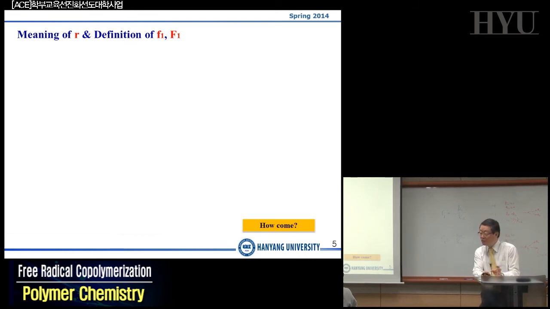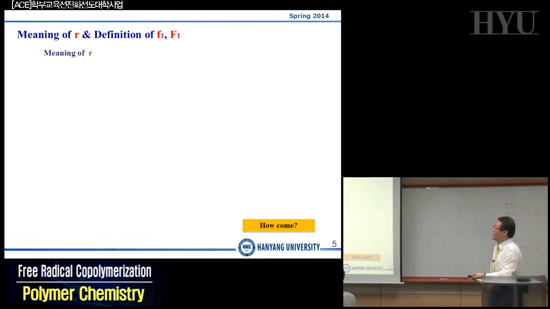So the mole fraction of monomer 1 in the copolymer is defined as large F1, whereas the small f1 is the monomer mole fraction in your feed. Small f1 plus small f2 will be 1, since the mole fraction of monomer 1 plus the mole fraction of monomer 2 is equal to 1. Large F1 plus large F2 will also be equal to 1.